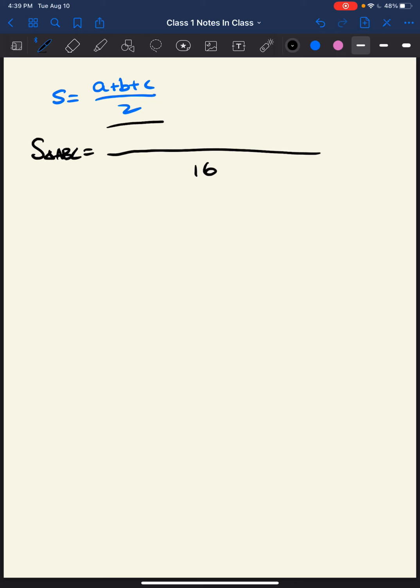So now we know that the small s we defined is a plus b plus c over 2. And then our area formula is over 16. If I move the 4 into this root, it should be a plus b plus c, a plus b minus c, b plus c minus a, and a plus c minus b, over 16. Everything is in the square root.